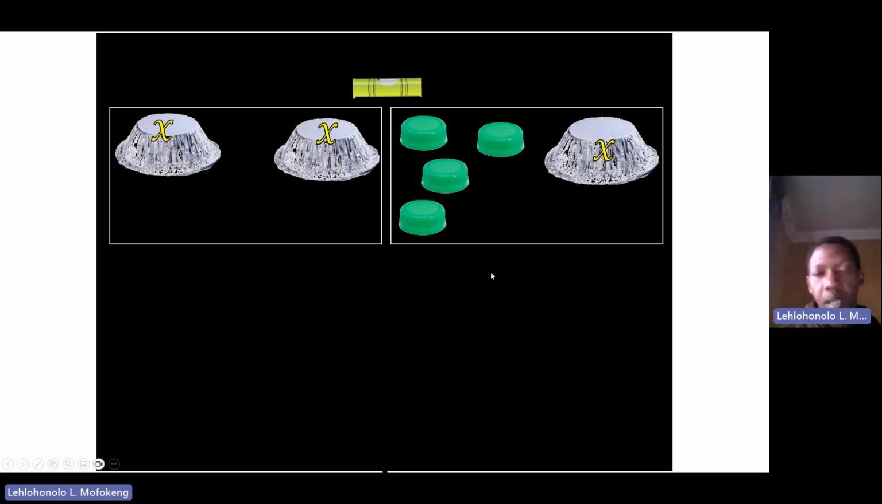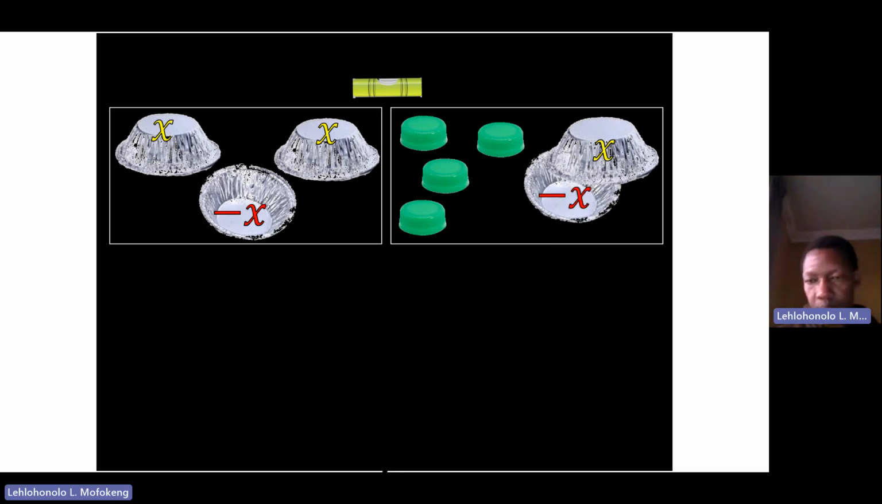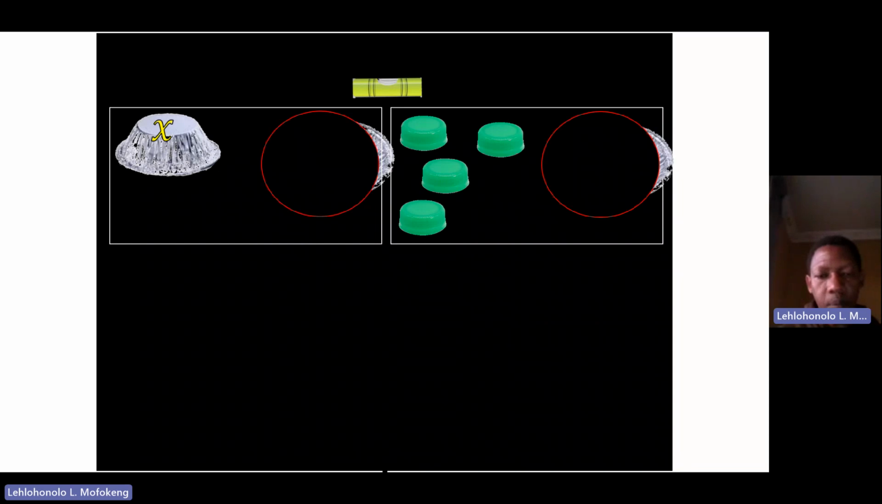So we must isolate 4 on the right-hand side. We will be adding the additive inverse of x on both sides. And this is what is going to happen. We will have 0. Now it is clear that x is equal to 4.